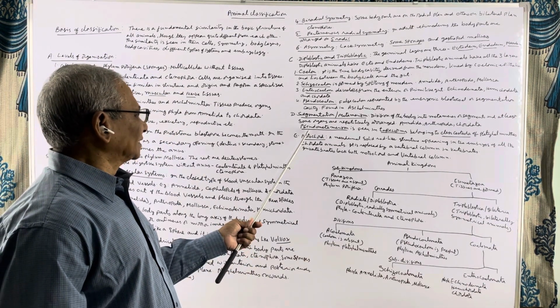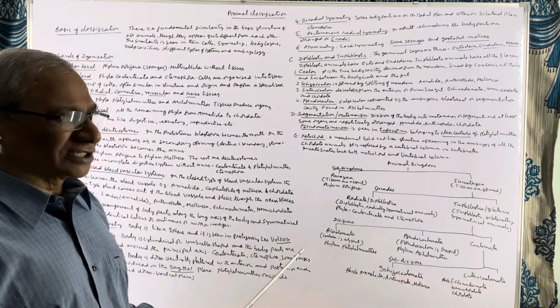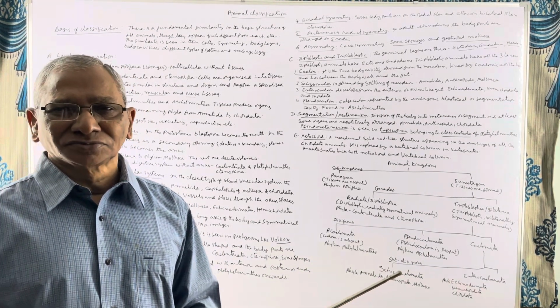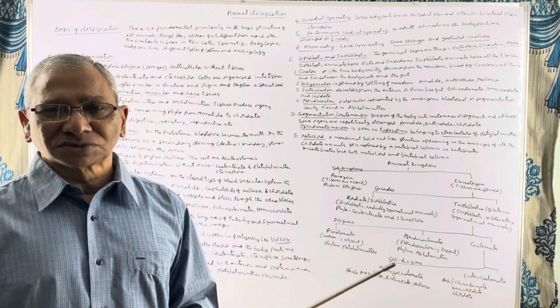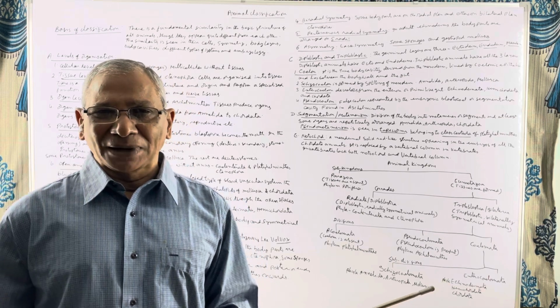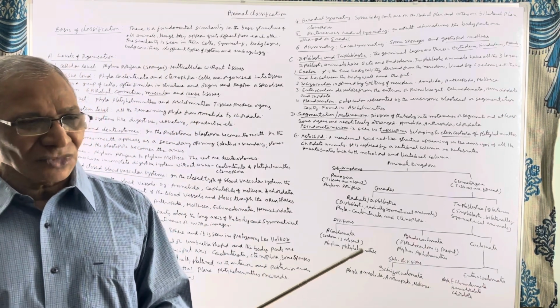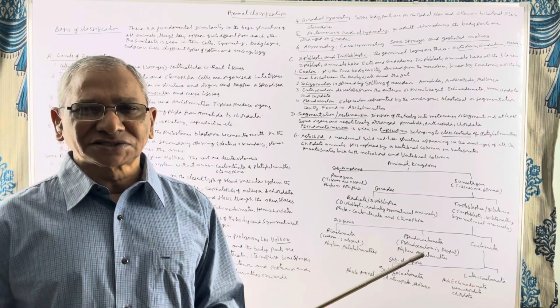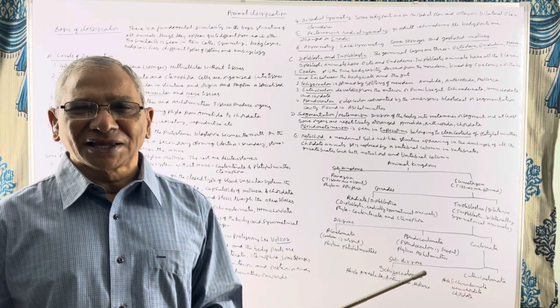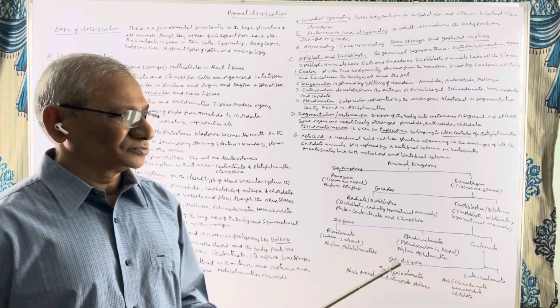Then, there are also some animals that exhibit pseudometamerism or false metamerism. The example is tapeworms belonging to class Cestoda of phylum Platyhelminthes. In this case, the body is divided into metameric segments, but they are not true segments.